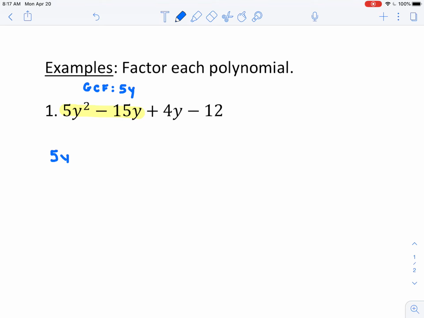Remember, we put that in front of parentheses. And factoring out the GCF is like dividing. So I divide each term by 5y. In the first term, the 5's cancel out. y squared divided by y is y. Then we have our minus. In the second term, 15 divided by 5 is 3, and the y's cancel each other out.